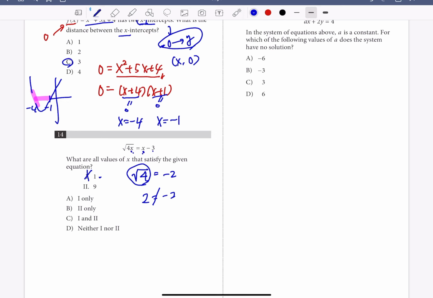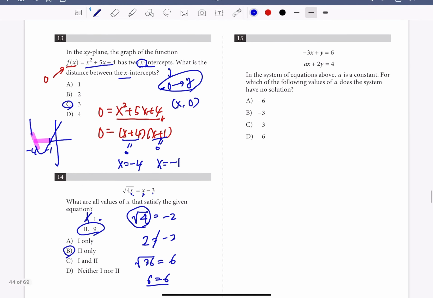What about 9? Plug in 9, same way. 4 times 9 under the root is 36. On the other side, 9 minus 3 is 6. The square root of 36 is 6. Yeah, it works. So 9 is an answer. Roman numeral 2 only.